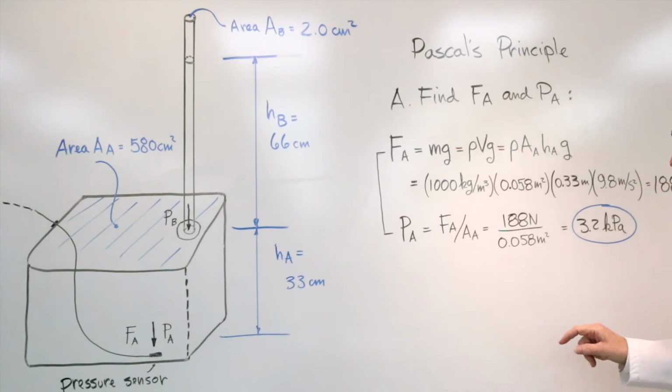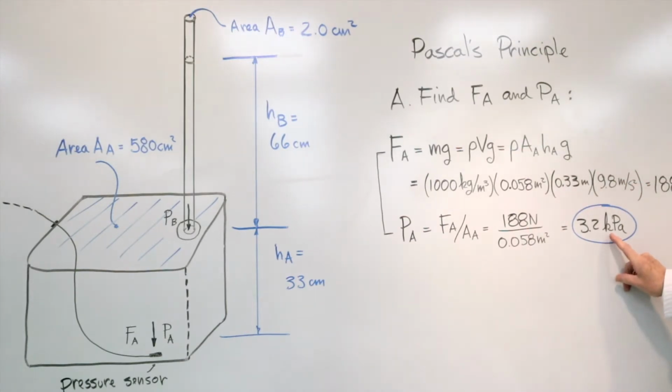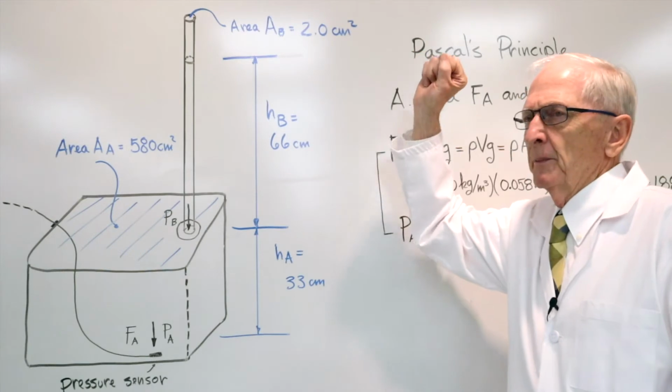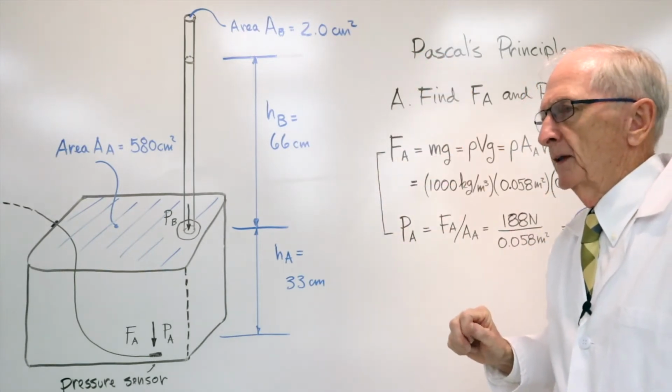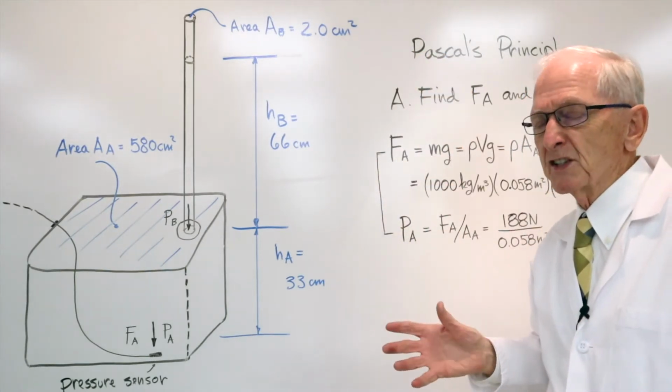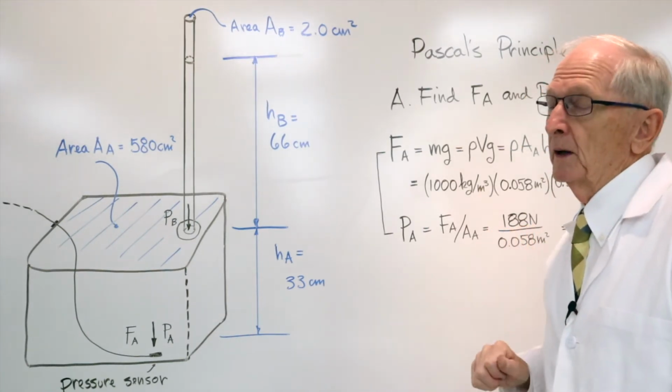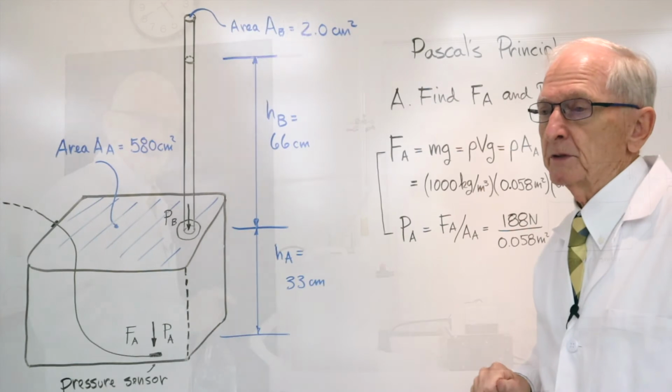We previously found that the pressure due to the water in the bottom container is 3.2 kilopascal. So we guessed that maybe when we fill that up, it has such a small volume that it's going to add just a few pascal to the 3,200 pascal. Well, let's try it. Let's see what happens.